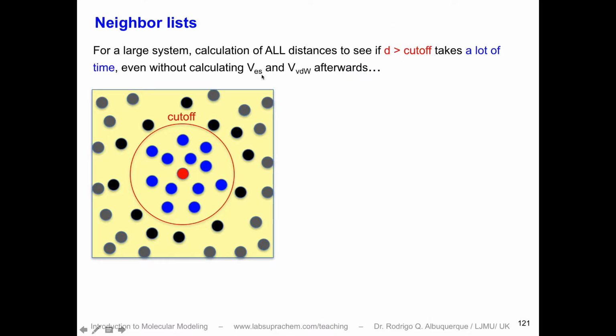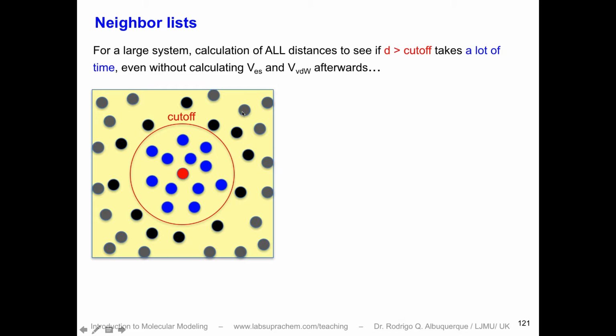In order to calculate electrostatic and van der Waals interactions, we first need to know which atoms are close enough to a given specific atom. So we see here the cutoff radius. The red atom will interact with all the blue ones, but will not interact with the black and the gray ones. Actually, in the real situation it can interact, but the interaction is so weak that we can neglect it. That's why we use a cutoff.